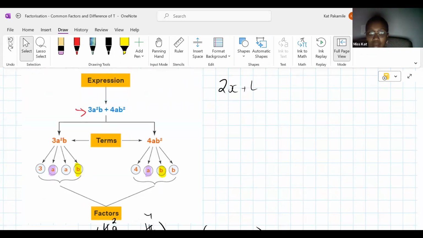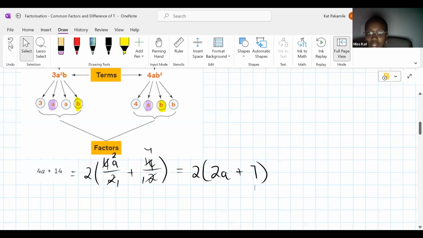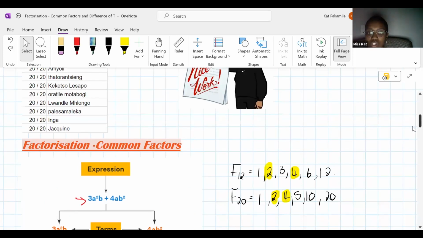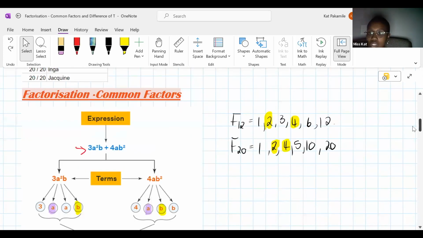Yes. Let me go back. There they are. So those are the factors of 12 and 20. Which ones do they have in common? 2 and 4. So that's exactly what we're doing, okay?